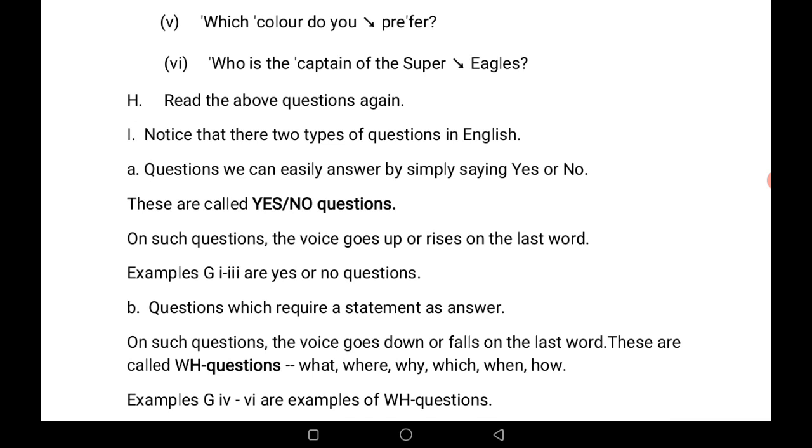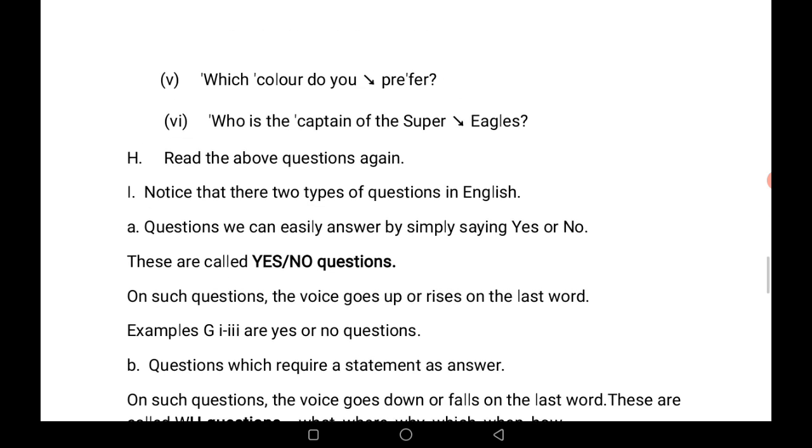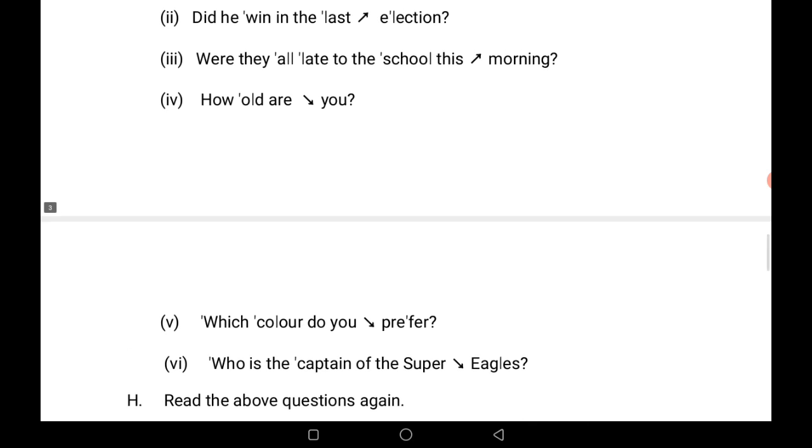What do I call it? WH questions. That is, these are questions that require a statement as answer. That is, you cannot answer them with yes or no. For example, how old are you? You cannot answer yes or no. You have to answer it with a statement. How old are you? I am 10 years old. So that is a statement. So questions that you can answer with a statement are called WH questions.